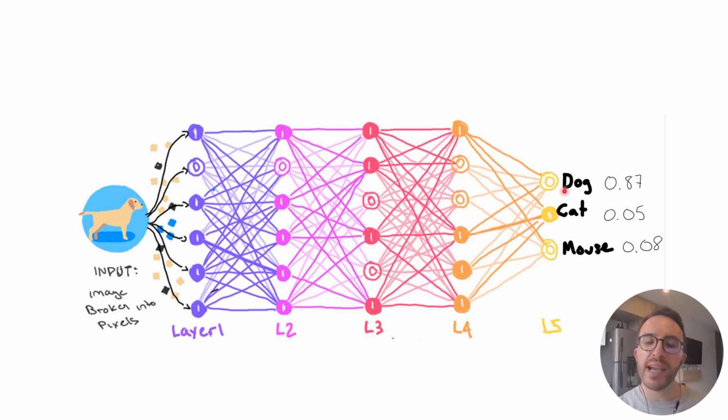And then at the end, when the network wants to express, hey, I think this is a dog, or I think this is a cat, or I think this is a mouse, it just outputs 3 numeric values, which are kind of percentages. So essentially here it's saying, I'm 87% sure that this is a dog, I'm 5% sure it's a cat, and I'm 8% sure it's a mouse. So that's how you take an image as an input and then output a classification.